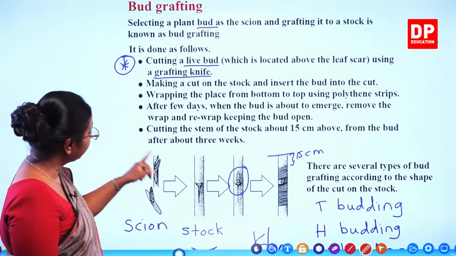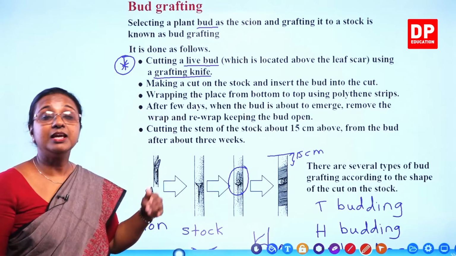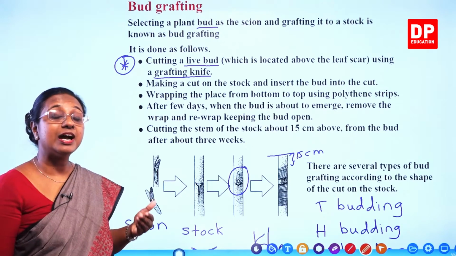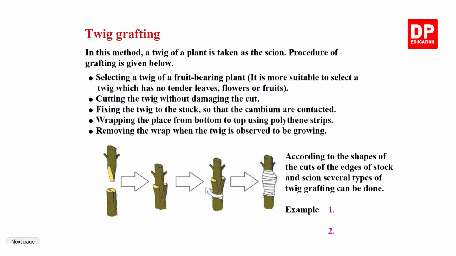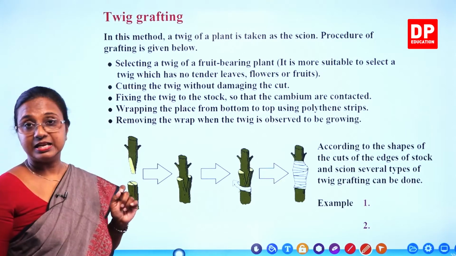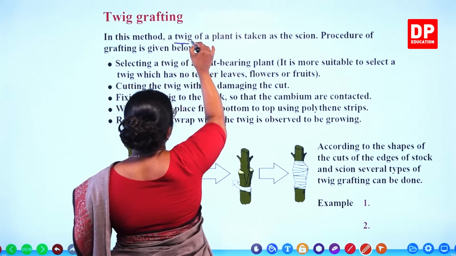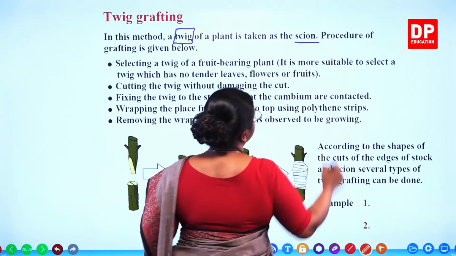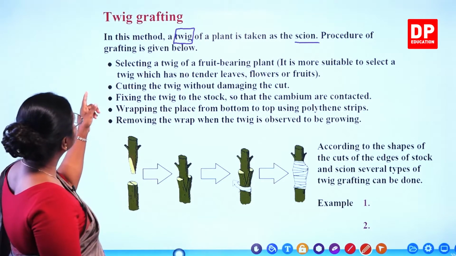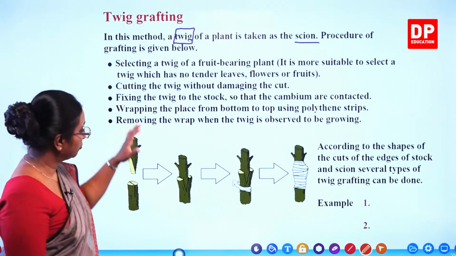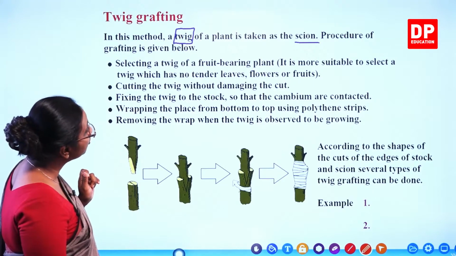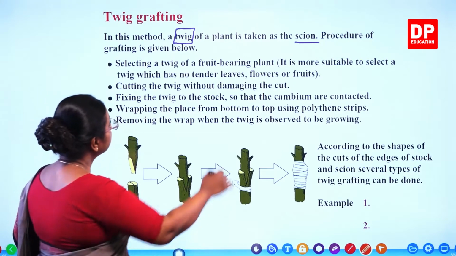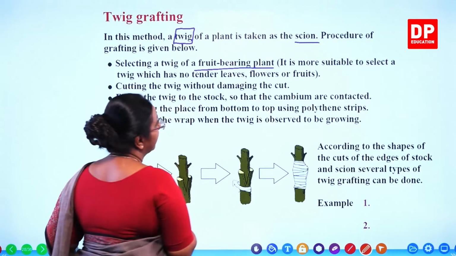So now that we have discussed the bud grafting technique, I will move on to the next slide where I discuss the twig grafting technique. Twig grafting. In this method, a twig of a plant is taken as the scion. So here twig is the scion. Procedure of twig grafting is given below. So here again the procedure is shown to you. Selecting a twig of a fruit bearing plant. So here we select a twig of a fruit bearing plant.